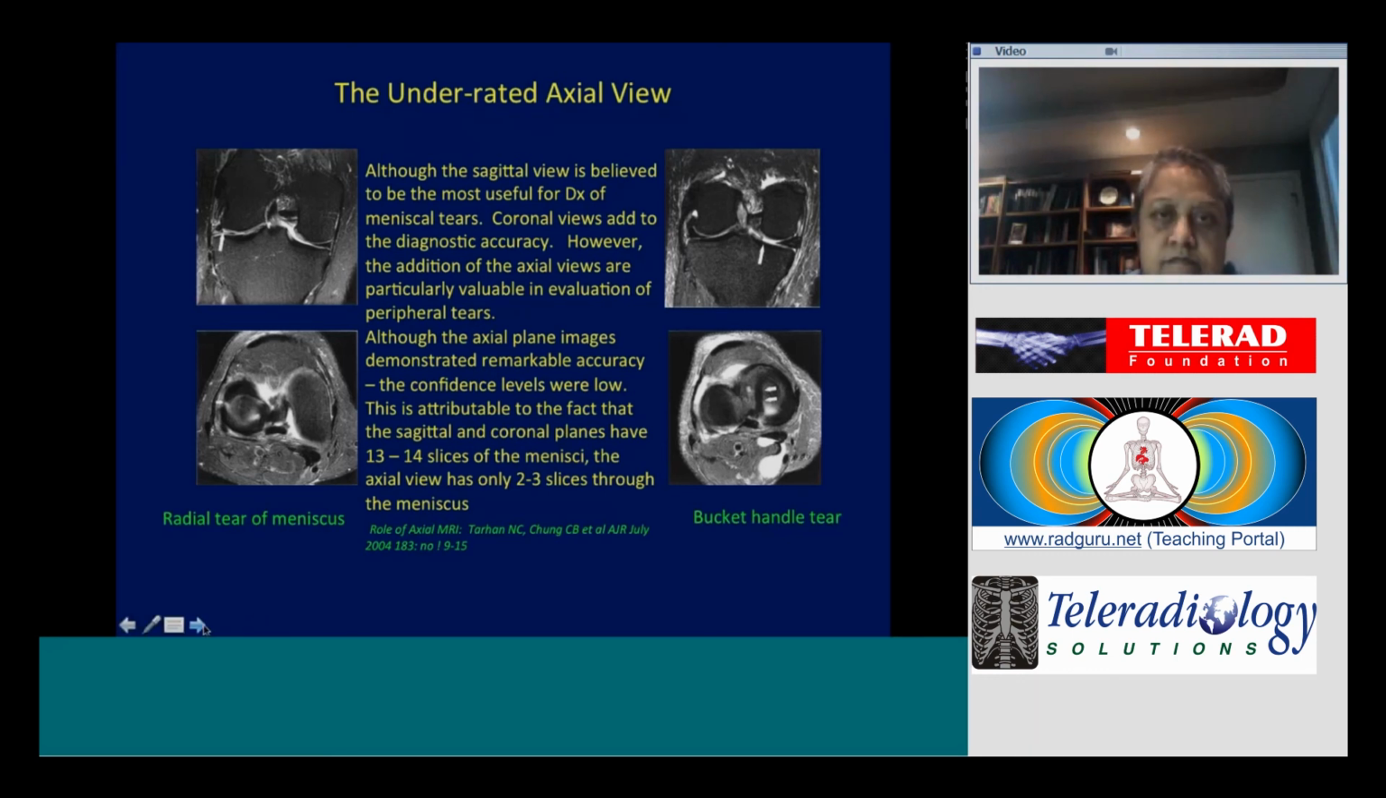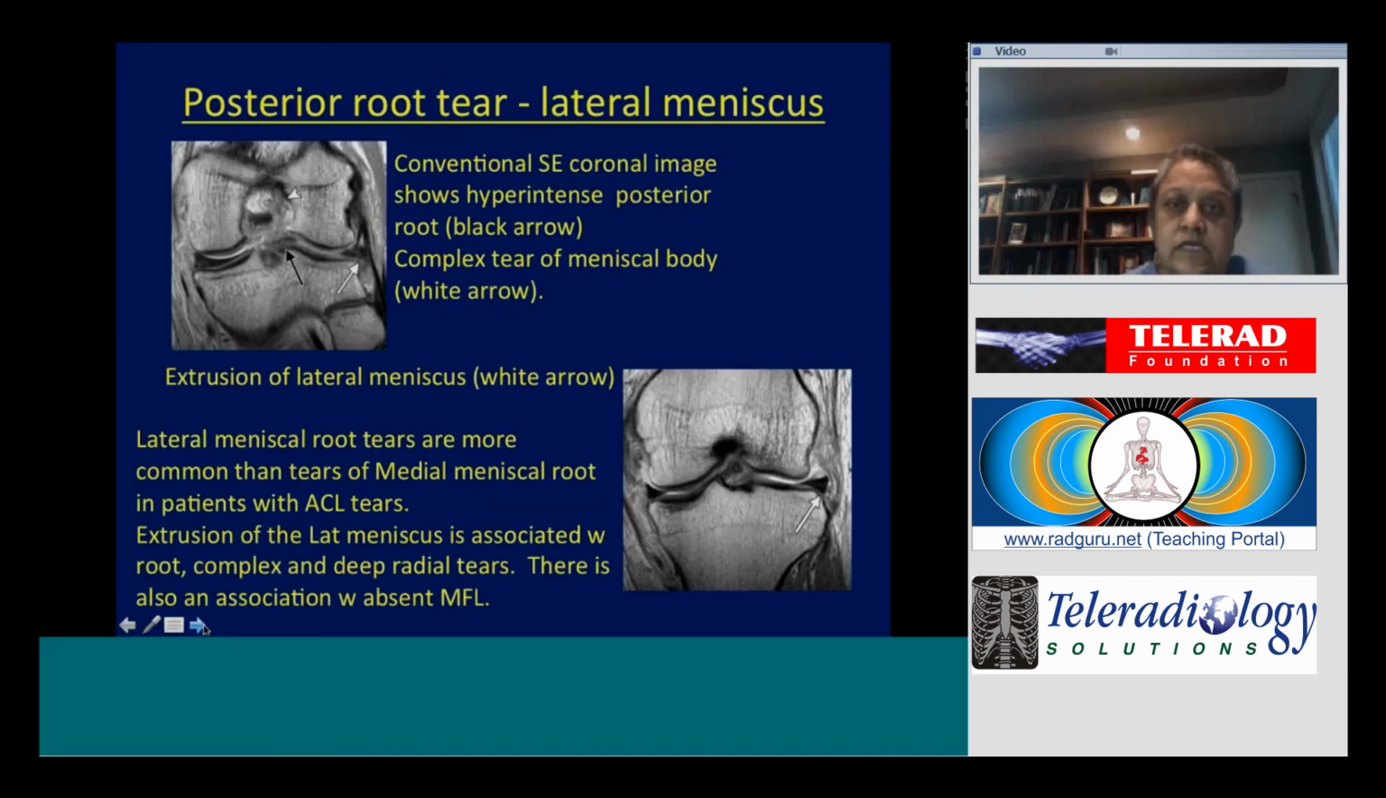Now, let us look at posterior root tear. Conventional spin echo coronal image shows a hyperintense posterior root. See the black arrow? And a complex tear of the meniscal body. There's extrusion of the meniscus, lateral meniscus, which is depicted by the white arrow on the lower image.